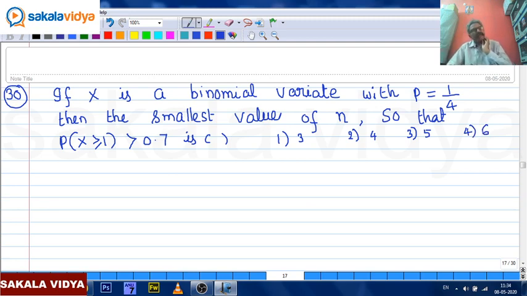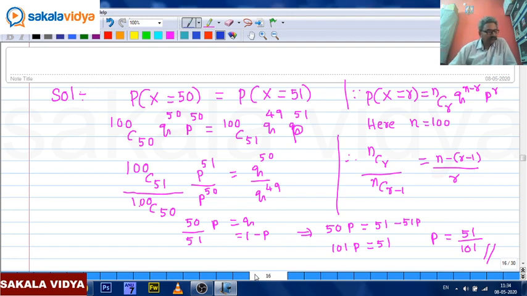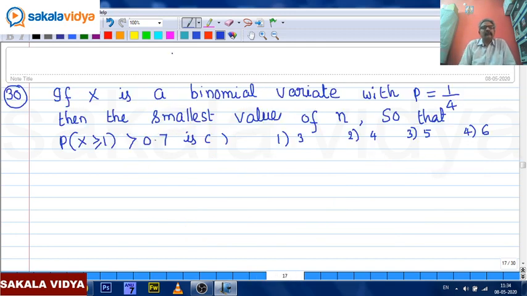Last question answer is 51 by 101. X is a binomial variate with p equal to 1 by 4. The smallest value of n we need to find out. Okay, here is the solution.